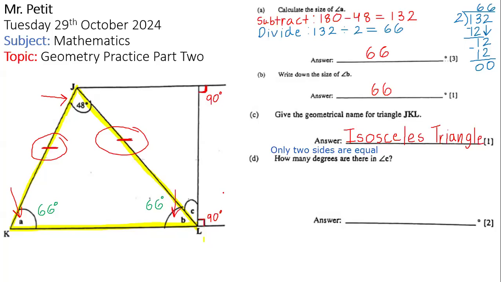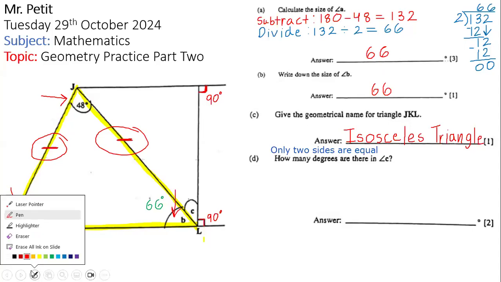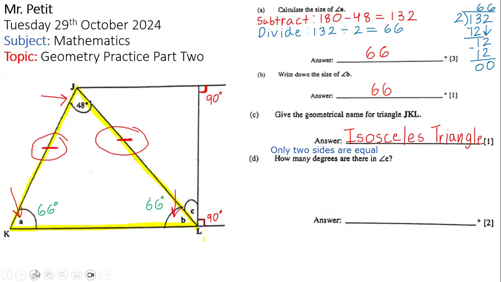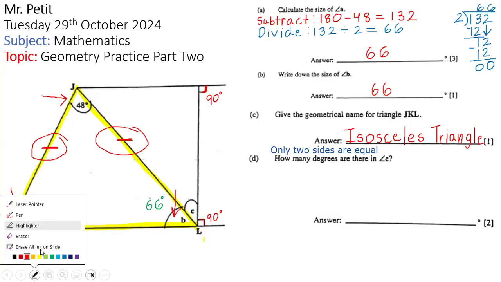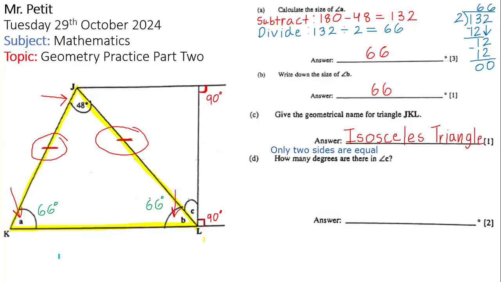So like 180 minus 66 plus 90. Why would you do that? Because they are all on a straight line, and B equals 66 and the other angle equals 90 degrees. Bingo. Very good. What do we know about angles on a straight line? They add up to 180 degrees. Very good.